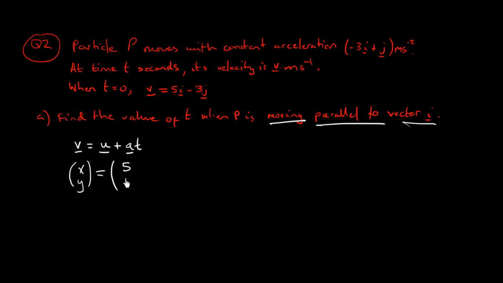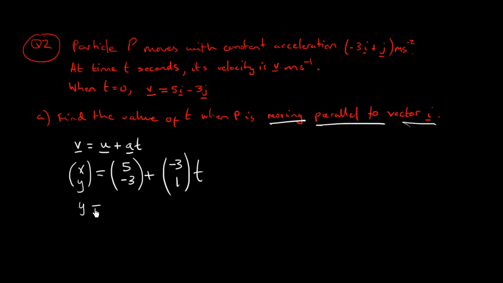Do we write that as a column vector? It is (5, -3) plus the acceleration vector, which they give us up there, (-3, 1) times the time. They're asking us for a particular moment in time where the velocity only has an x component, so that it would be in this direction, and that only happens when this y component is 0. So our equation is the second one that we can extract the information from.